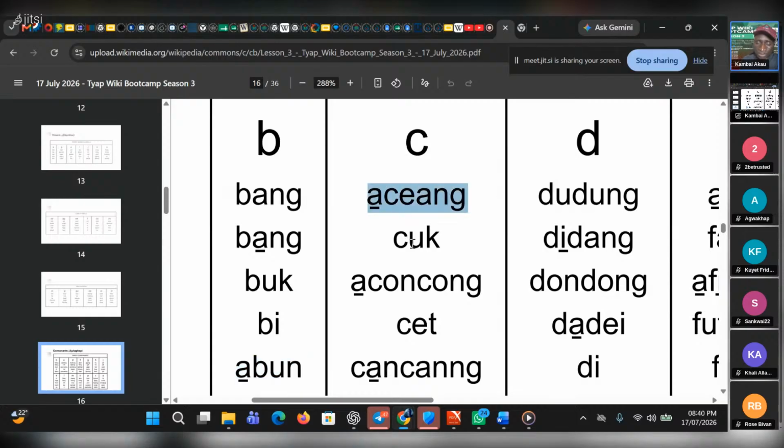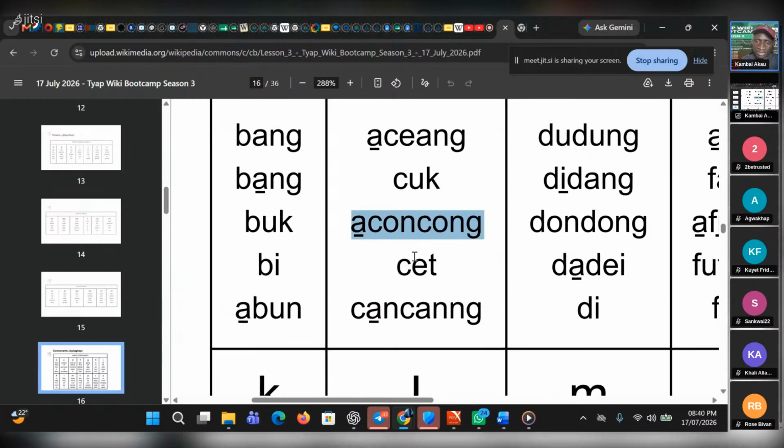And then we have the ch sound. Here we have chayan, which is basket. We have chuk, which is chair. We have ochonchon, which can mean mermaid, or maybe rainbow. And we have chet, which is strength.